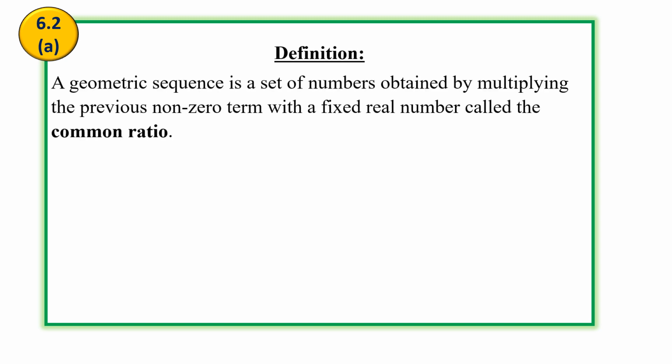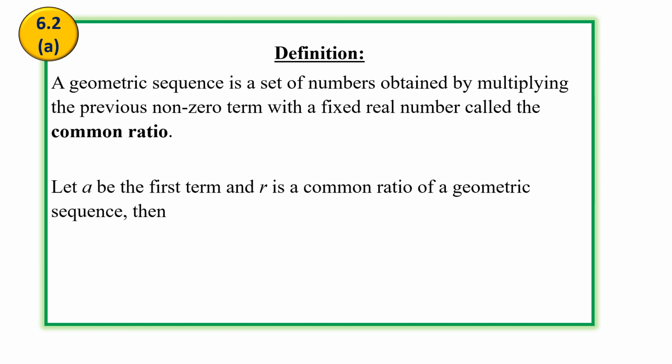First, we look at the definition of geometric series. A geometric sequence is a set of numbers obtained by multiplying the previous non-zero term with a fixed real number called the common ratio. Let A be the first term and R a common ratio of a geometric series, then the first term will be A, the second term AR, third term is AR square, and so on. For example, I give you the sequence 2, 6, 18, 54, and so on.